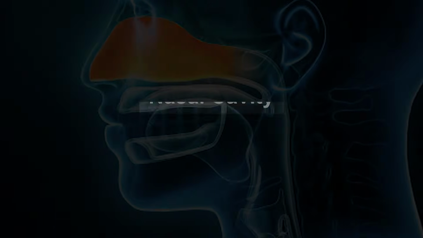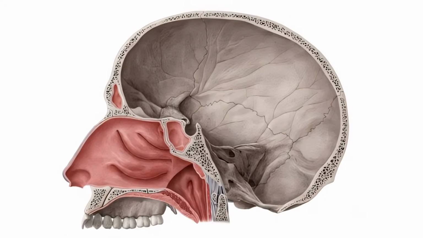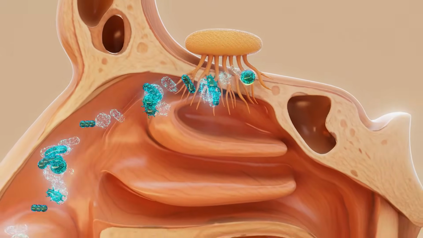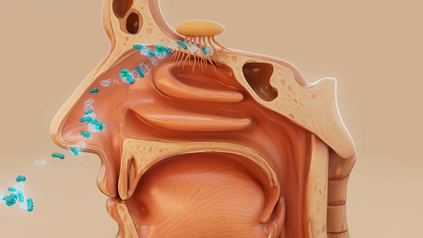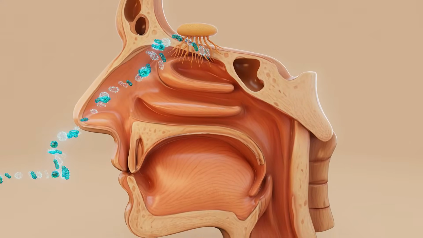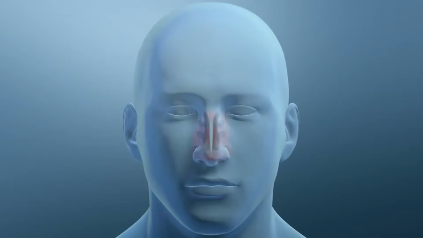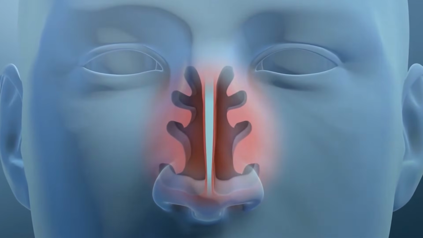Nasal cavity. The nasal cavity is the large hollow space behind the nose. It extends from the nostrils to the back of the throat. This cavity is lined with a mucous membrane that helps to trap dust, germs, and other harmful particles. This membrane also keeps the inside of the nose moist and helps warm and humidify the air before it reaches the lungs. Inside the nasal cavity are several structures called turbinates, or nasal conchae.